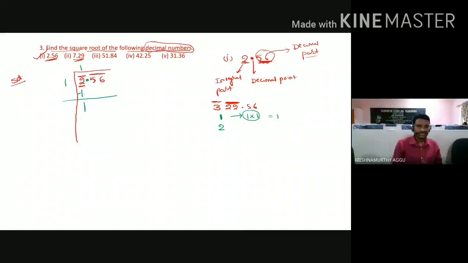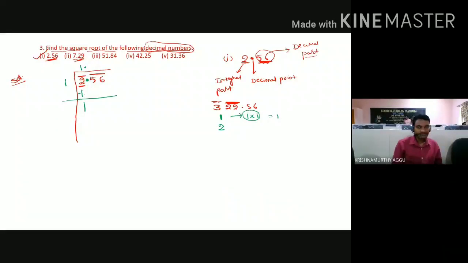What is this? Decimal point. Take this decimal point here in the quotient. After placing this decimal point in the quotient, you forget about it. This one work is done.